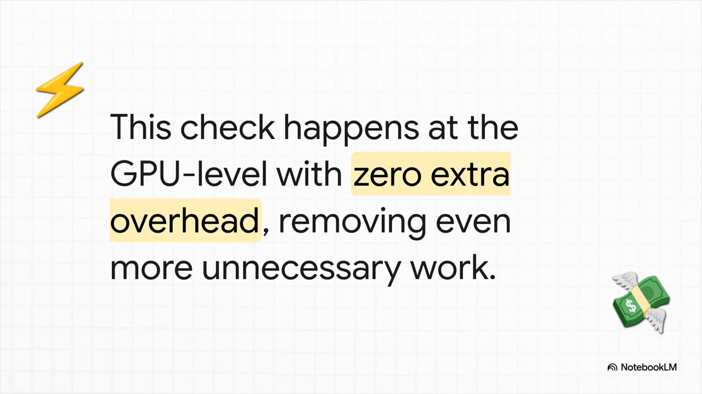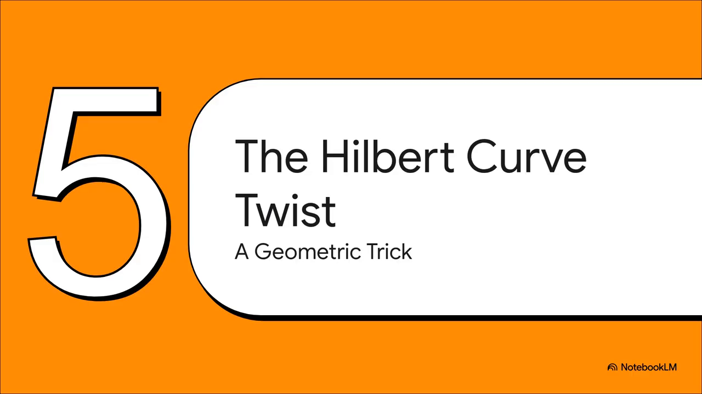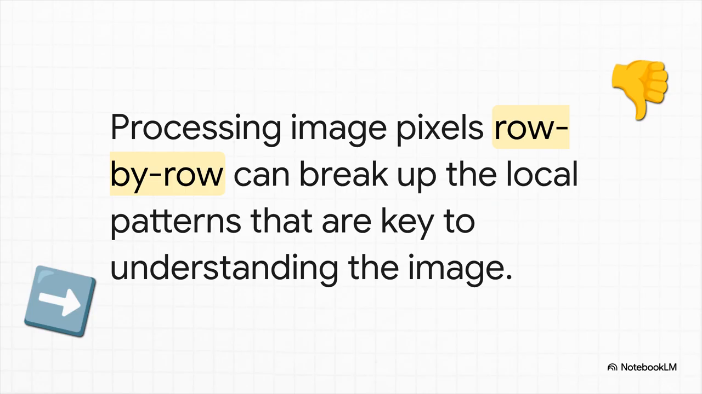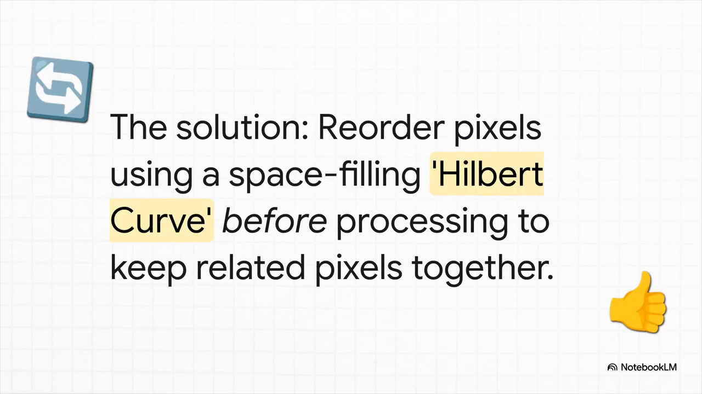It's a total win-win. Okay, for image and video models, SpargeAttn has one last innovation, and honestly, this one's my favorite. It's a really clever geometric trick. So think about it. An AI usually processes an image the same way we read a book, left to right, line by line. But an object in an image, like a person's face, isn't organized in neat rows. Its pixels are all over the place, which can make it harder for the AI to see them as one coherent group.